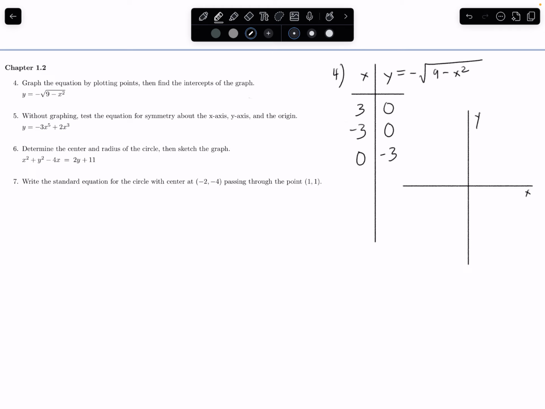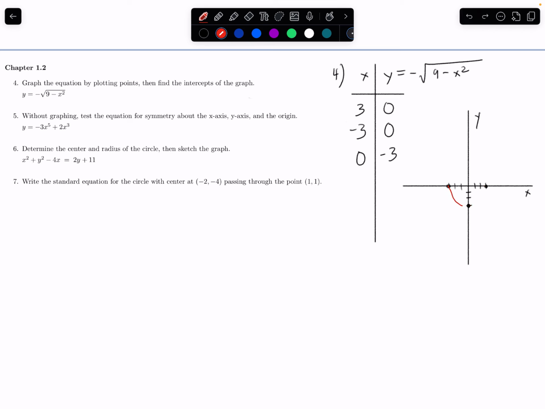3, 0 would be right here: 1, 2, 3, 0. Negative 3, 0 would be negative 1, 2, 3, 0. And 0, negative 3 would be 0, negative 1, 2, 3. Right there, something like that, right? And then connecting those dots, we see, oh yeah, it is a semicircle actually.